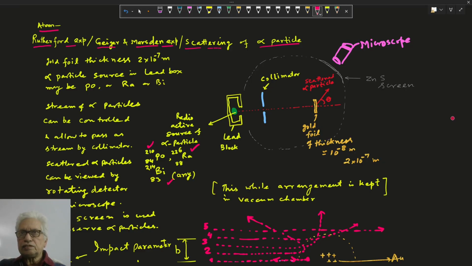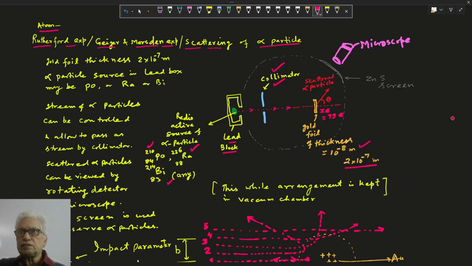This radioactive substance is trapped inside a lead box, and beams of alpha particles come out, directed towards the gold foil by the collimator. These beams of alpha particles come towards a gold foil of very small thickness, 2 × 10^-7 meter, approximately 10^-8 meter. These alpha particles are scattered by the gold nucleus, which has positive charge Ze, that is, 79 positive charges.